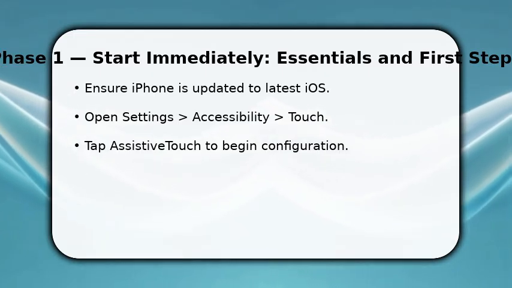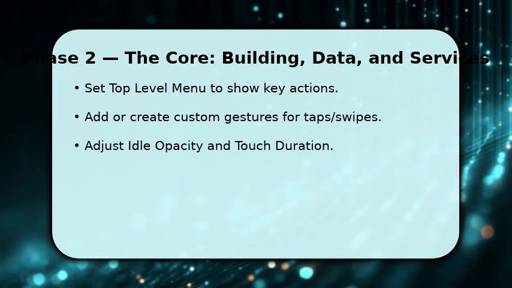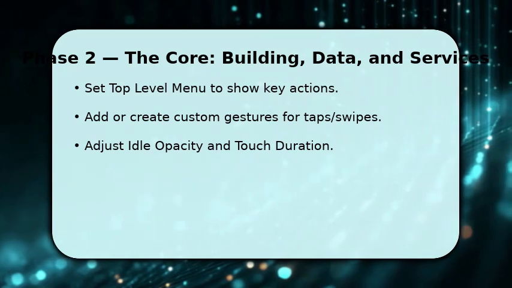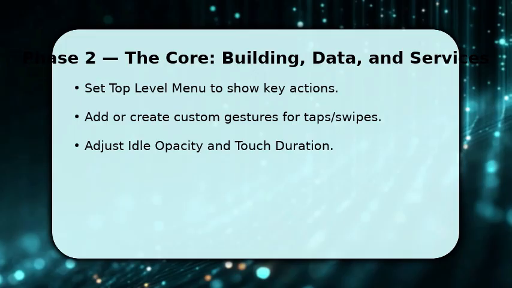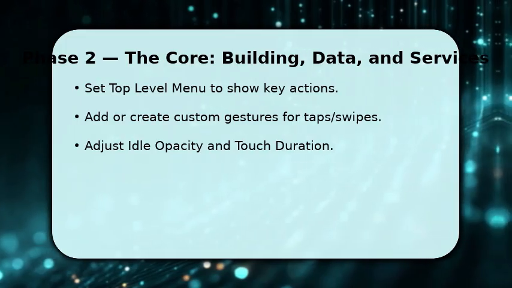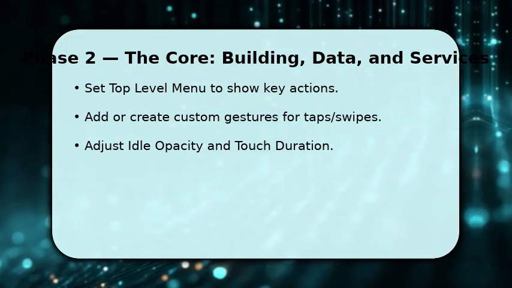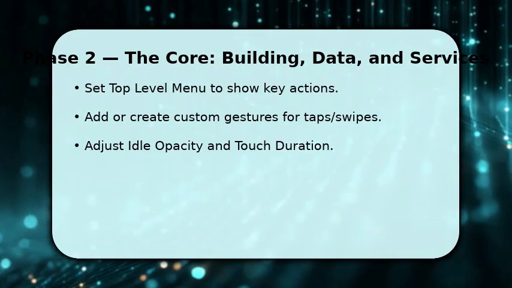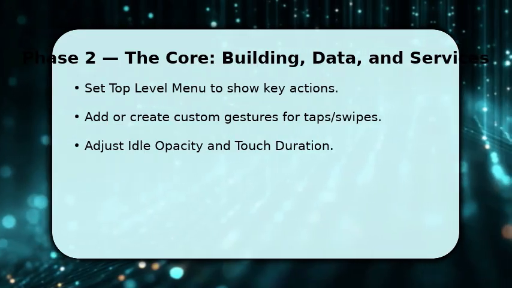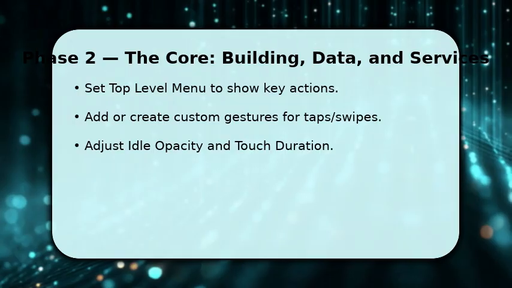and top-level actions. Once Assistive Touch is enabled, customize the top-level menu so your most used actions appear first. You can replace icons with Home, Control Center, or a custom gesture. Tap an icon to change it. Create new gestures by recording taps and swipes, then assign them to a menu slot.